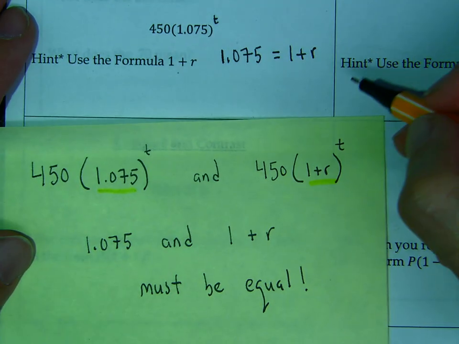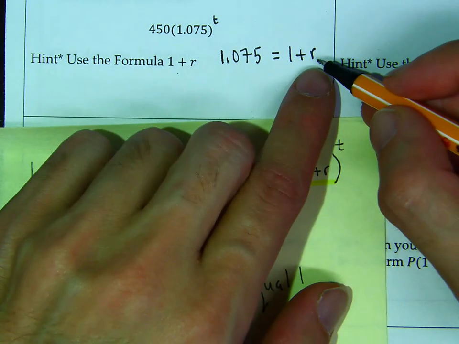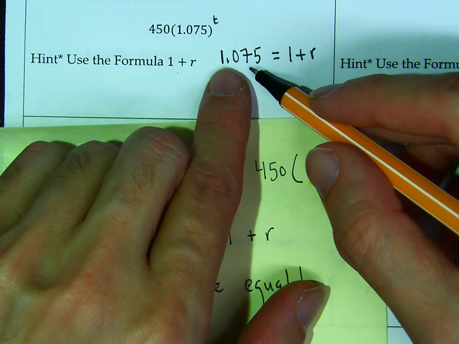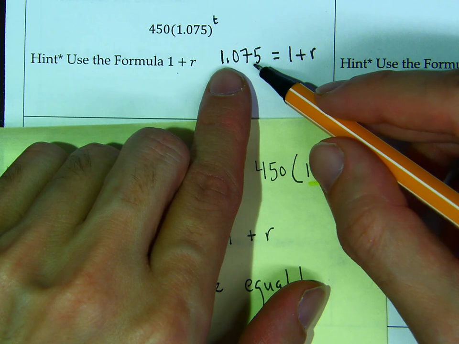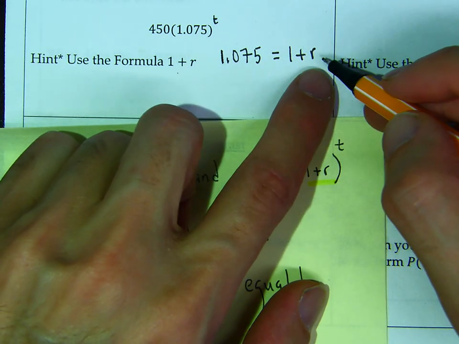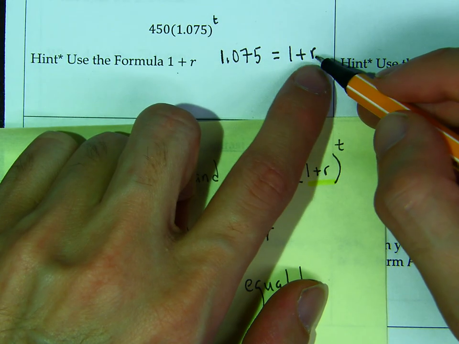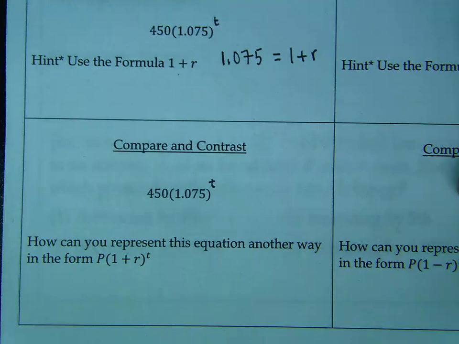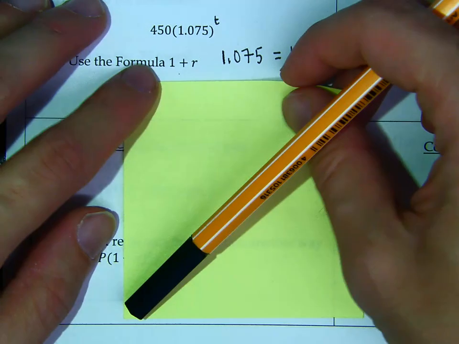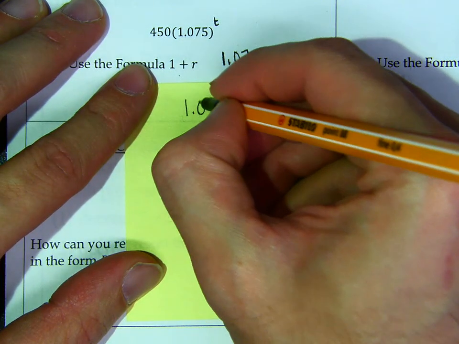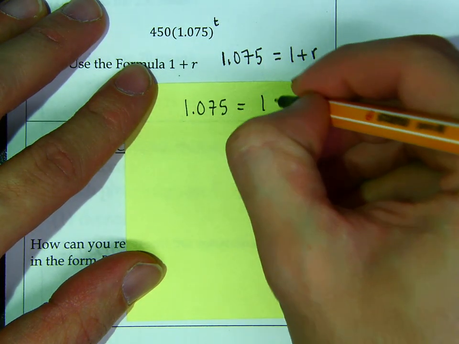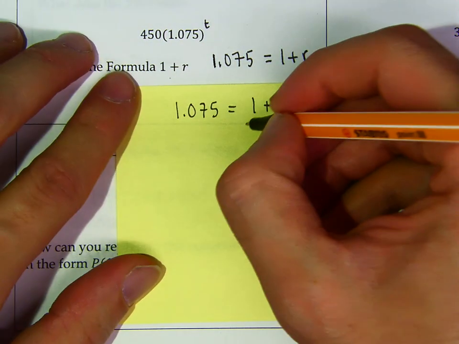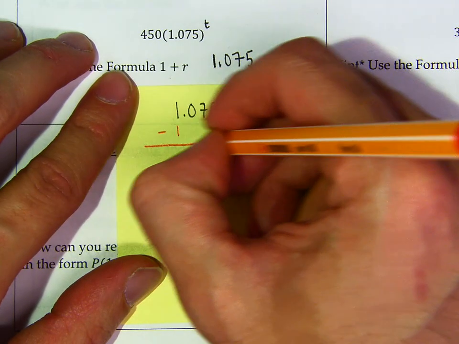What we want to do is, what is the value of r that when I add it to 1 gives me this? If you need to rewind the video and hear that again, please rewind it. What value of r plus 1 will give me that? Well, how do you solve this equation? We haven't practiced this a lot, but what do you do? If I have 1.075 equals 1 plus r, how do I get this r by itself? All I have to do is subtract 1.